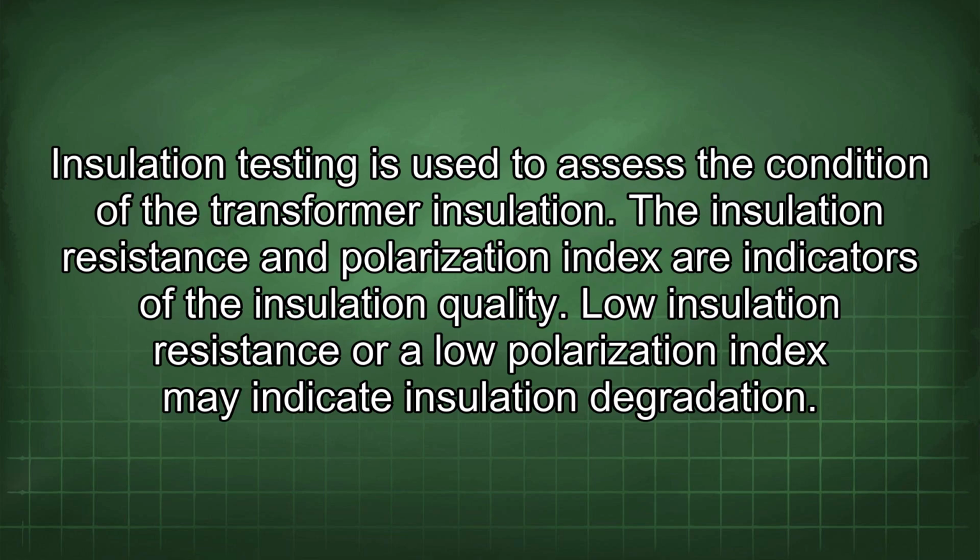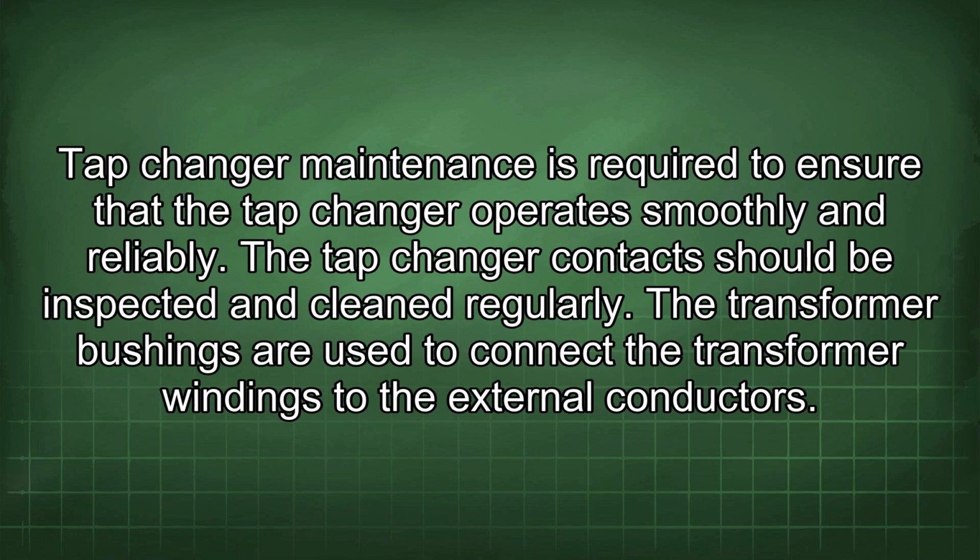Insulation testing is used to assess the condition of the transformer insulation. The insulation resistance and polarization index are indicators of the insulation quality. Low insulation resistance or low polarization index may indicate insulation degradation. Tap changer maintenance is required to ensure that the tap changer operates smoothly and reliably. The tap changer contact should be inspected and cleaned regularly.